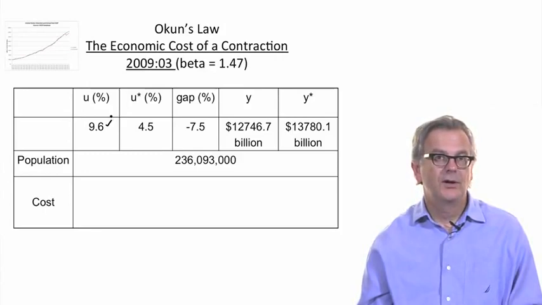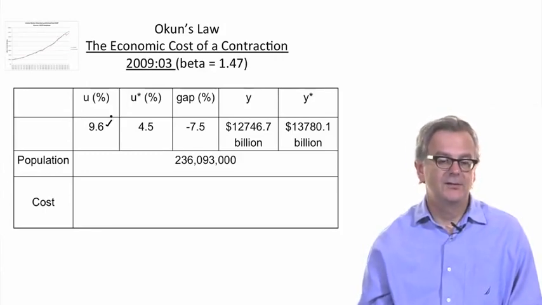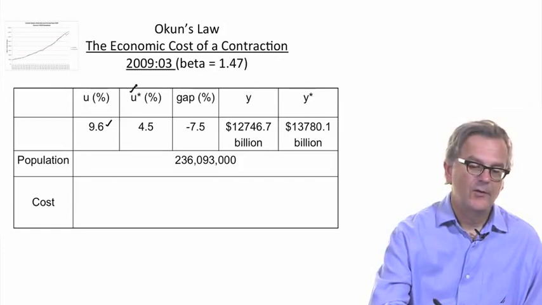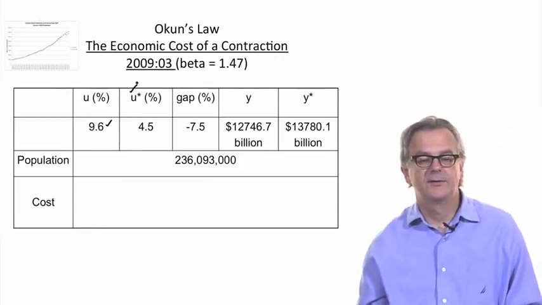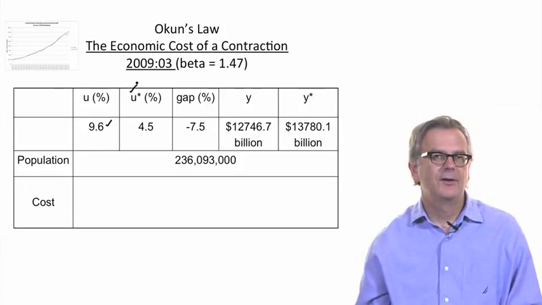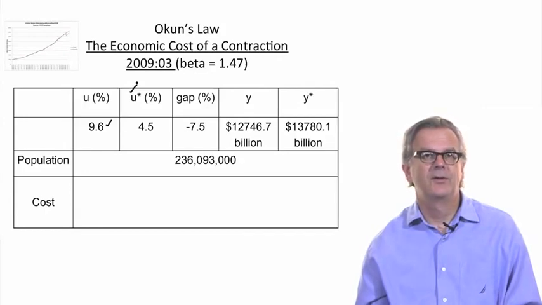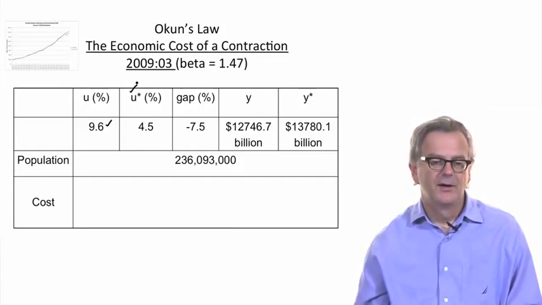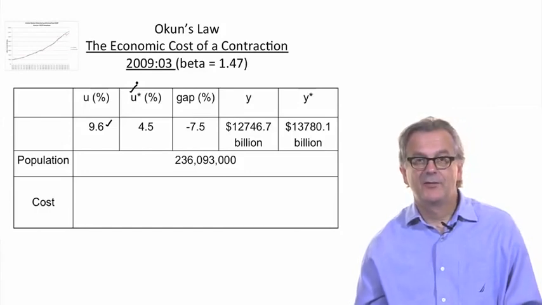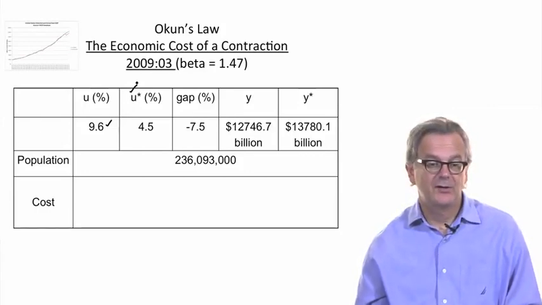In order to use Okun's law in this way, I'm going to need to know what the natural rate of unemployment is. Now, it's actually very difficult to accurately measure over any particular period of time what is happening to frictional and structural unemployment. It's very difficult as a measurement issue to accurately pin down what the natural rate of unemployment must be. I've taken as my measure of the natural rate of unemployment 4.5%.